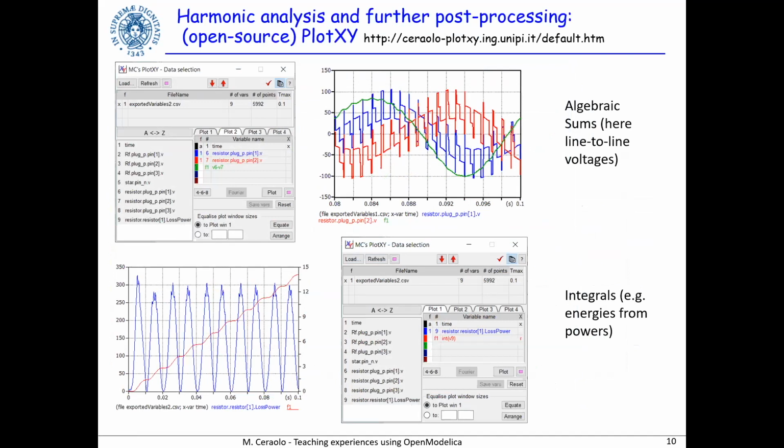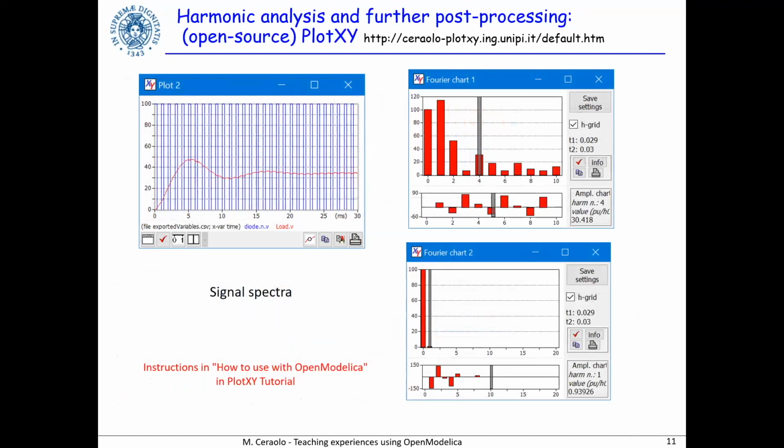From time to time, we need to do some post-processing, but following the open source idea, we can very, very easily export comma separated value CSV files, and then they can be imported in another tool. I created this and I put it on GitHub, and it's available to everyone. Here we can do algebraic sums of variables. For instance, we can make integrals of powers to get energies. We can make any kind of algebraic combination of variables, or find the Fourier spectra of signals, because this is not yet available in OpenModelica, but electrical engineers need very often to have spectra. So Fourier analysis can be very easily done using the comma separated value export of files.